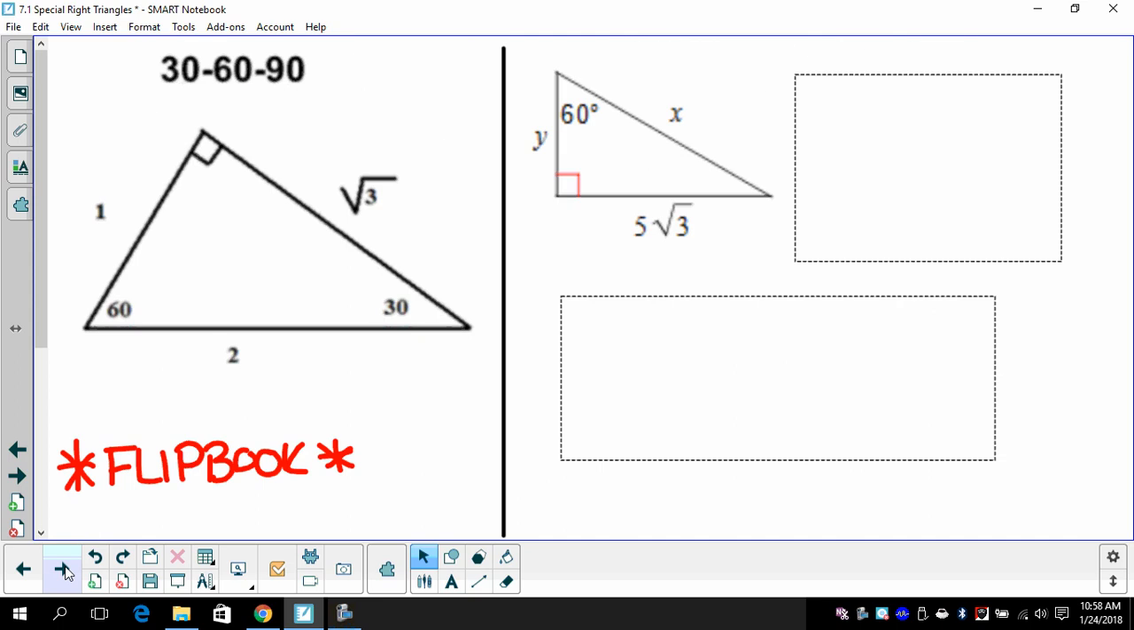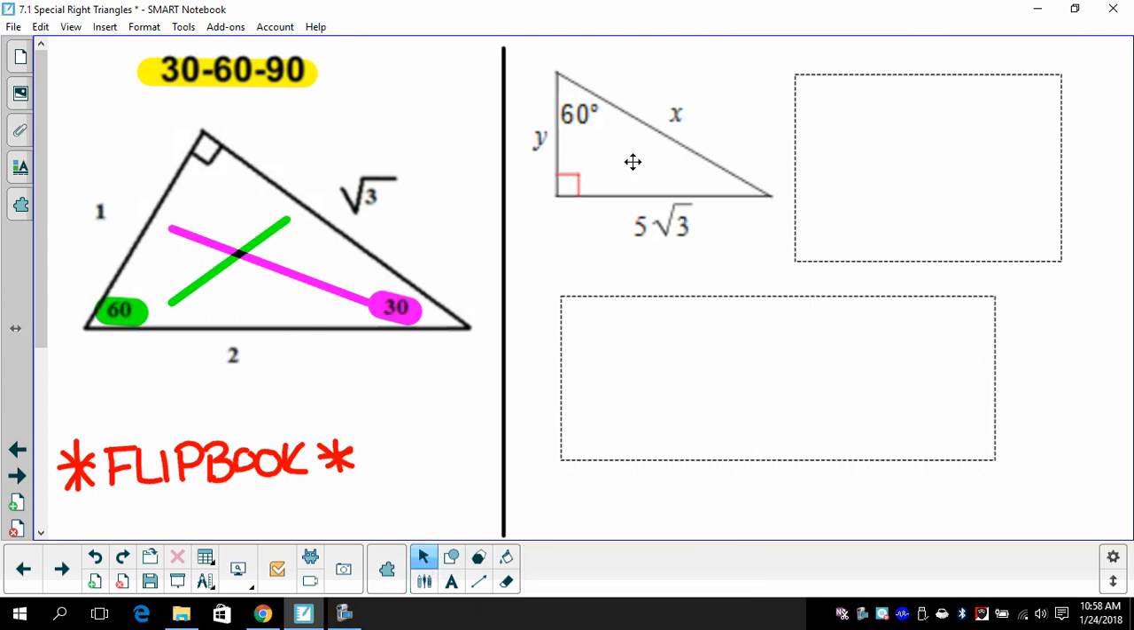So our second special right triangle is the 30, 60, 90 right triangle. It has a right angle, and then it has a 60-degree angle and a 30-degree angle. The hypotenuse we label with a 2. The side across from the 30-degree angle we label with a 1. And the side across from the 60-degree angle we label with the square root of 3. And so this is our 30, 60, 90 reference triangle.